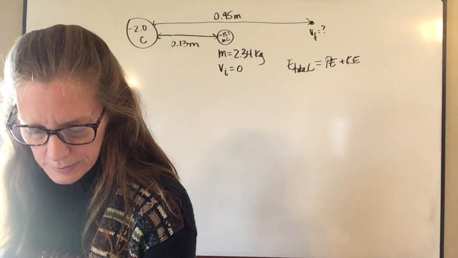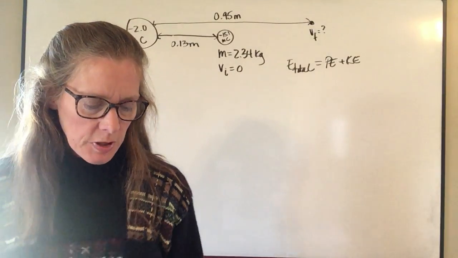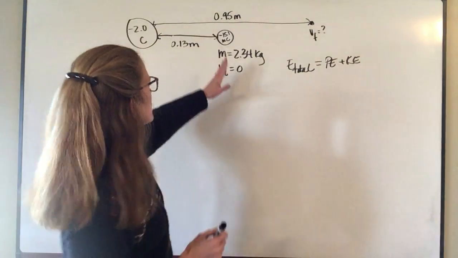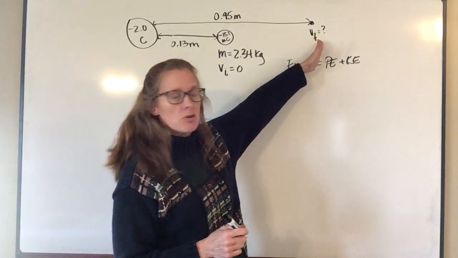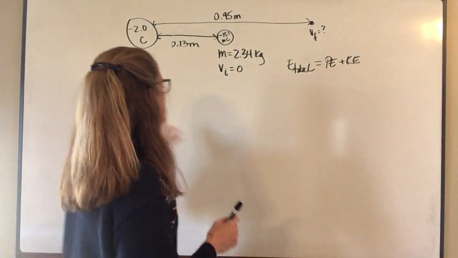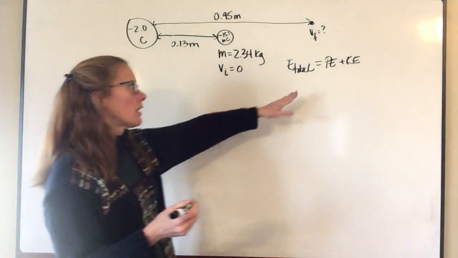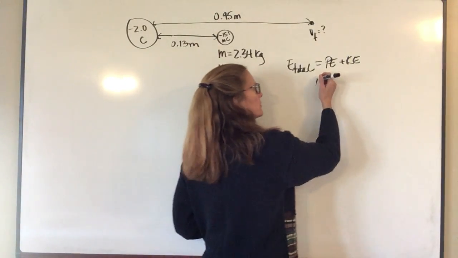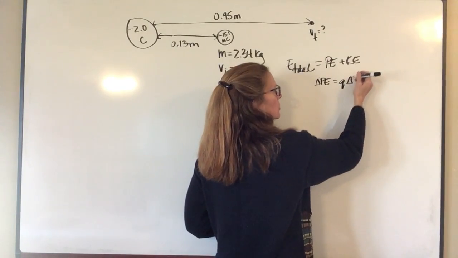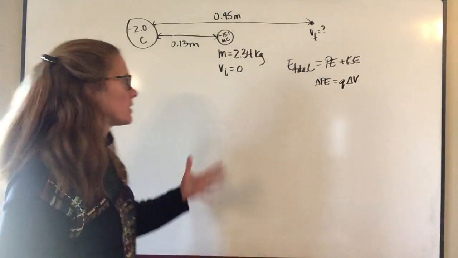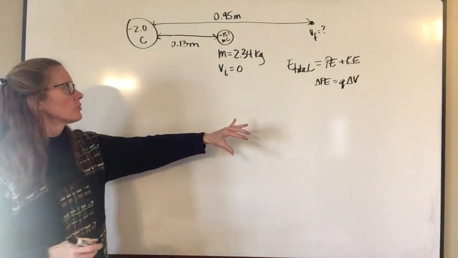The other thing that I'm going to be able to calculate then is the electric potential at this point and the electric potential at this point. So that's what I'm going to have to do. Again, because I already know that the change in potential energy is the same as Q times the change in the electric potential, I'm going to have to find the change in electric potential first.